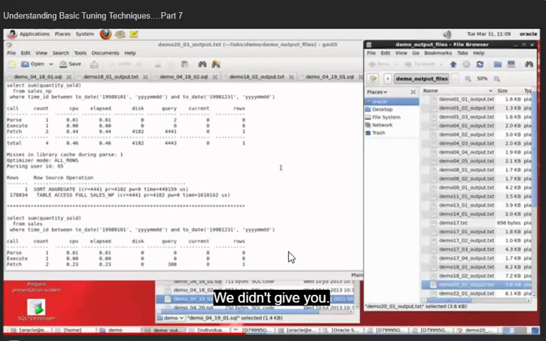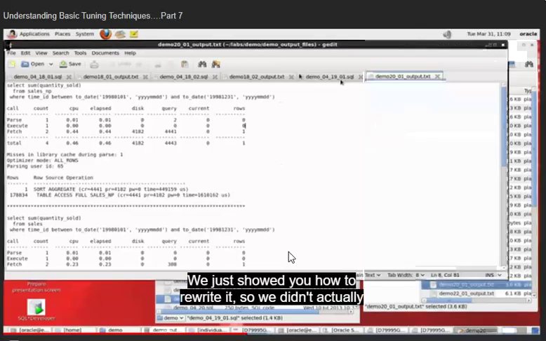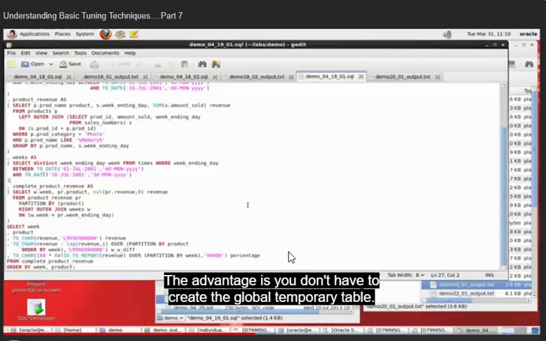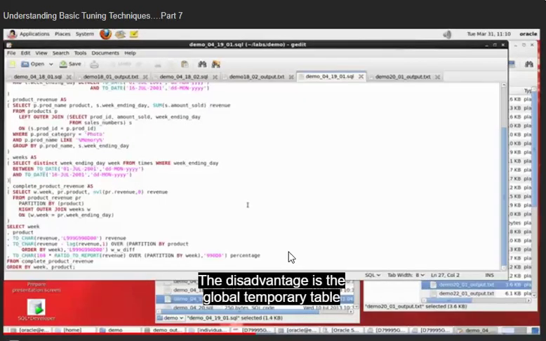By demoing it, you get the same sort of performance benefit that we saw with the global temporary table, except it's only being reused within the one statement. Its scope is just within the statement, but we can get the same performance benefit. The advantage is you don't have to create the global temporary table. The disadvantage is the global temporary table can be used for multiple independent SQL statements. With this you have to be able to rewrite it as a second statement, very complex.